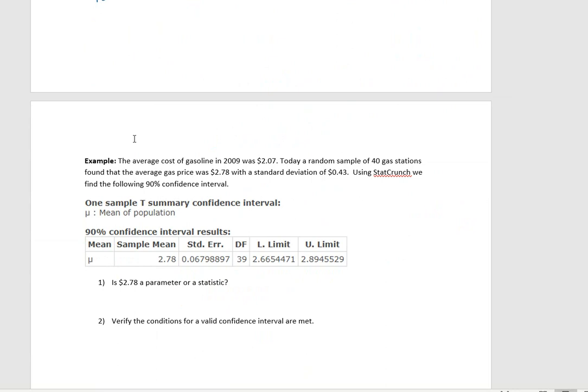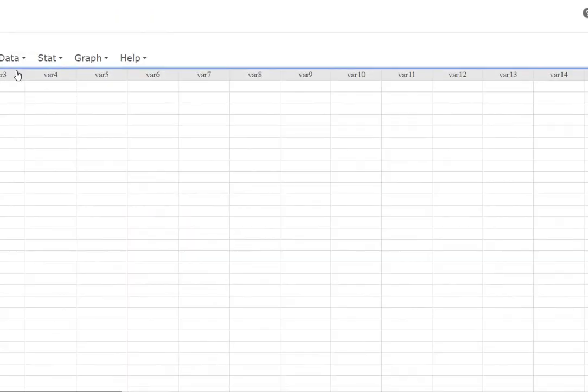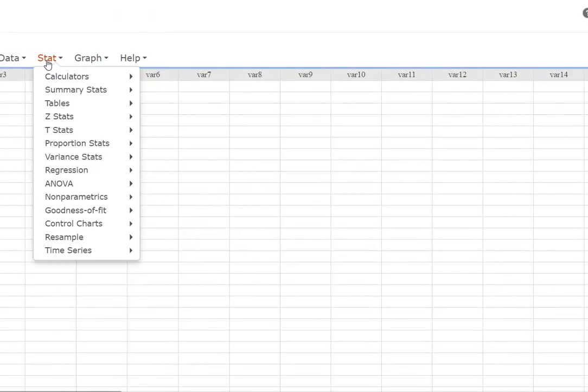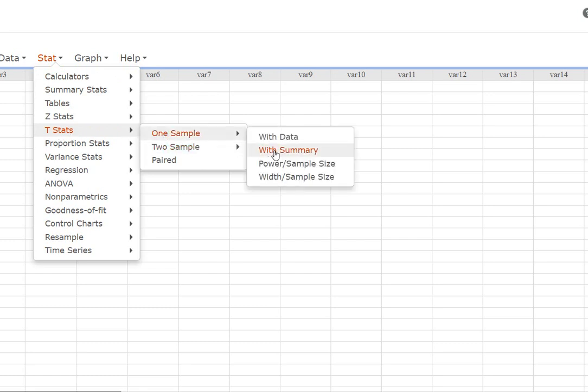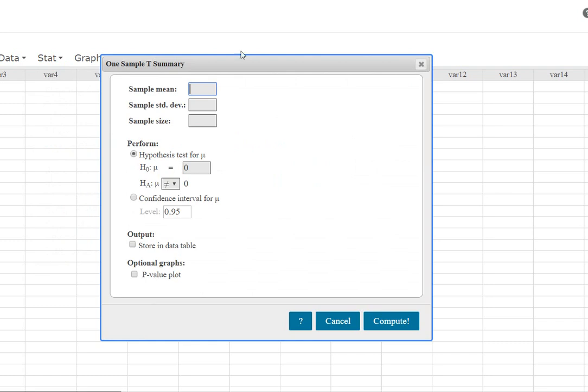Alright, so for the next one, the average cost of gasoline in 2009 was 2.07. Today, a random sample of 40 gas stations found that the average gas price was 2.78 with a standard deviation of 0.43. Now what we're going to do is, instead of doing this by hand, we're actually going to be using StatCrunch. Okay, so here's how you're going to use StatCrunch. You're going to go Stat, and we're actually going to go to T-Stats, one sample with summary.